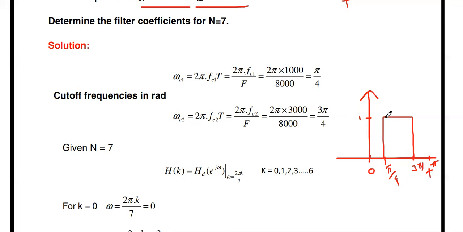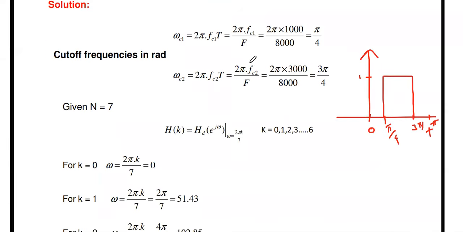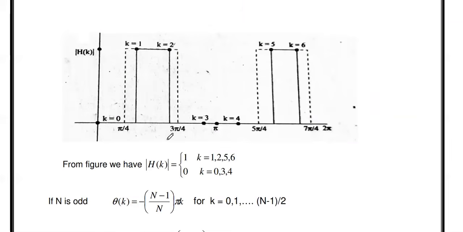So which method are we going to use to design this filter? The frequency sampling method. One more piece of data is given: we have to determine the filter coefficients for capital N equal to 7, so we solve for 7 samples. After calculating the cutoff frequencies, draw the frequency response. The dotted line indicates HD of e power j omega, and the solid line indicates h of k.